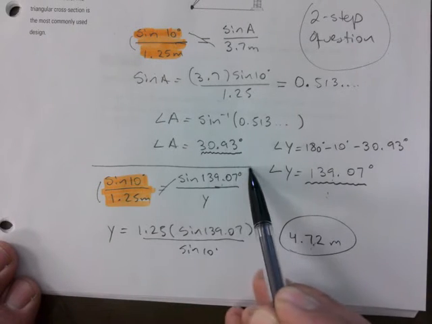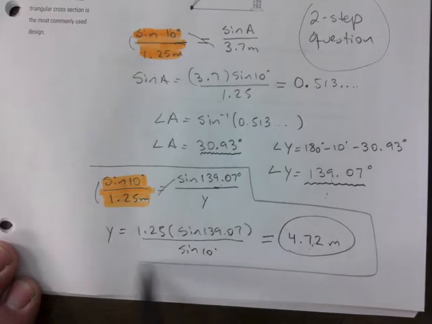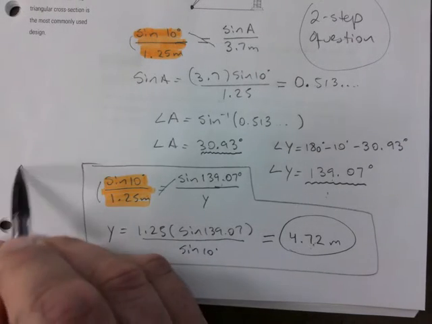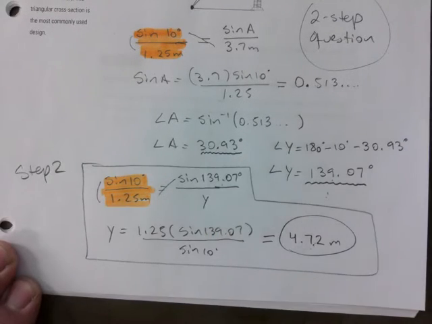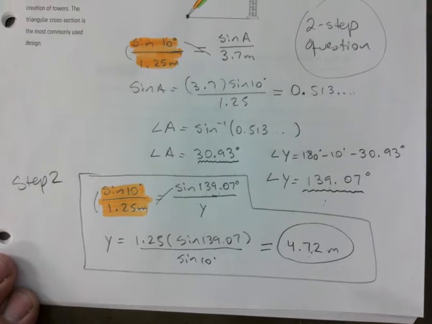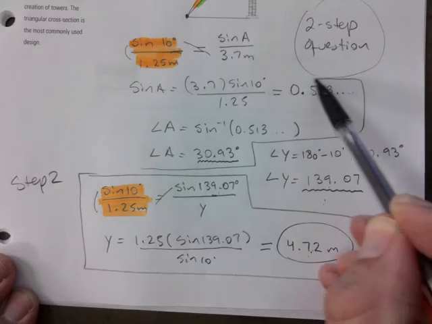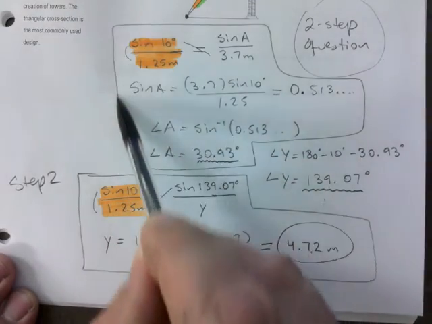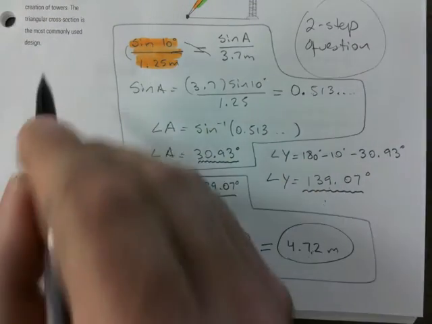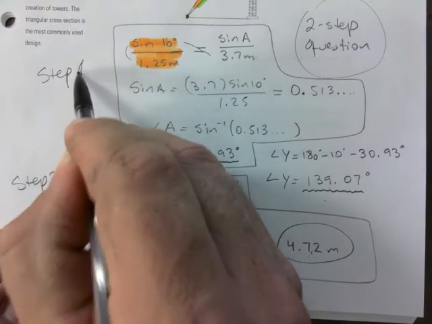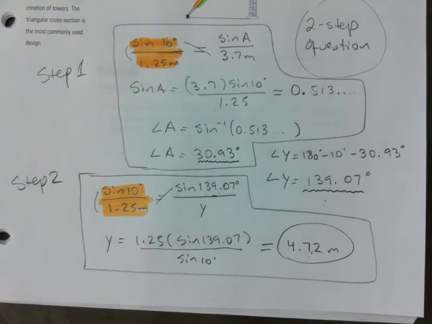So I'm going to do this. I'm going to box this part in. Okay, I'm going to call this step 2. And then I will box in this top part. That was my step 1. And by that I mean sine law had to be done twice.